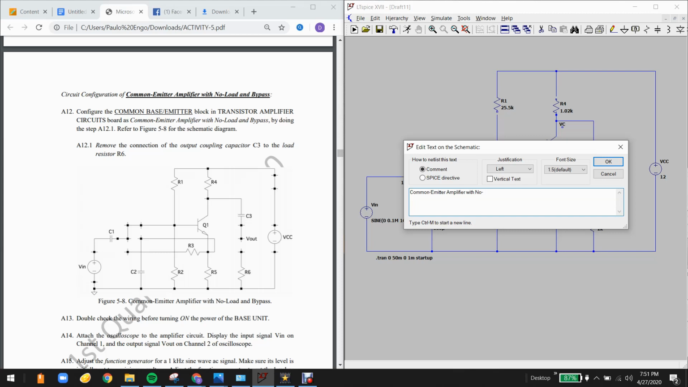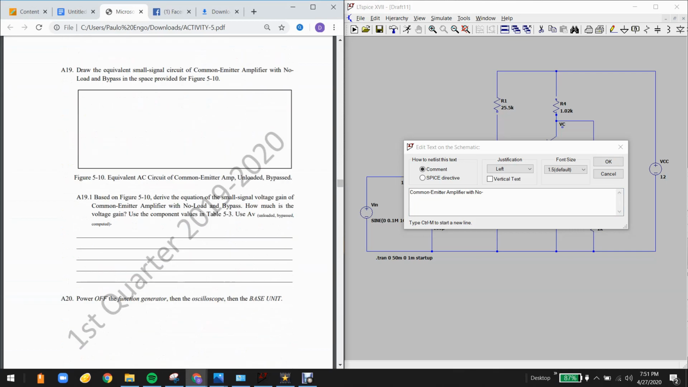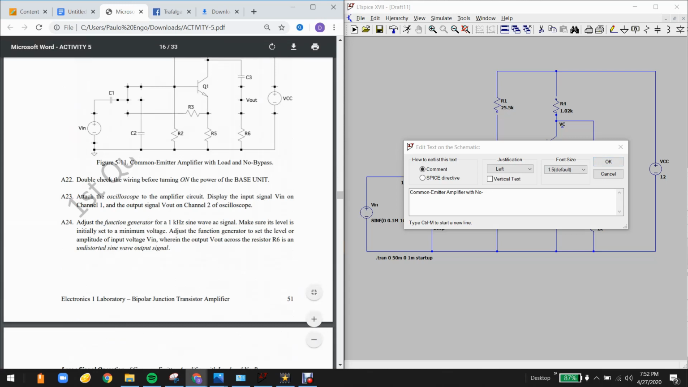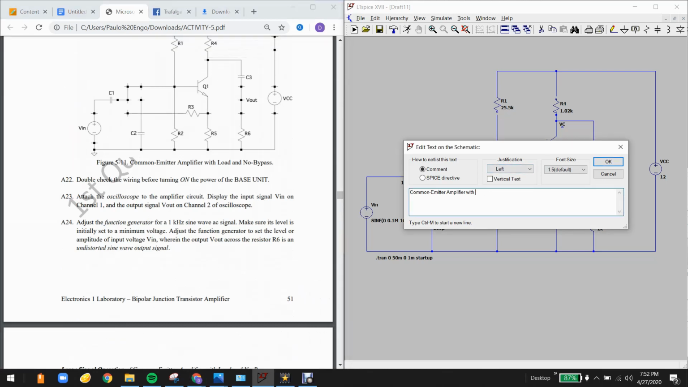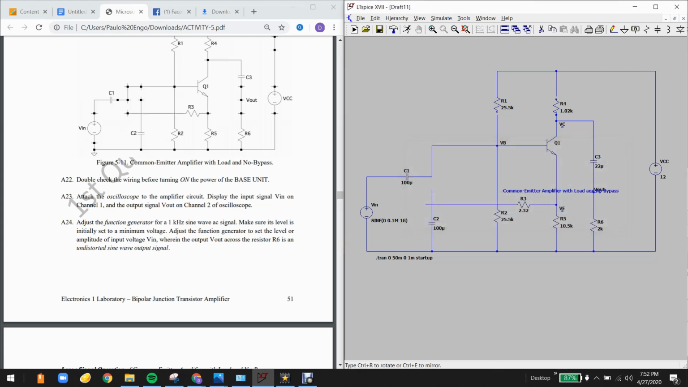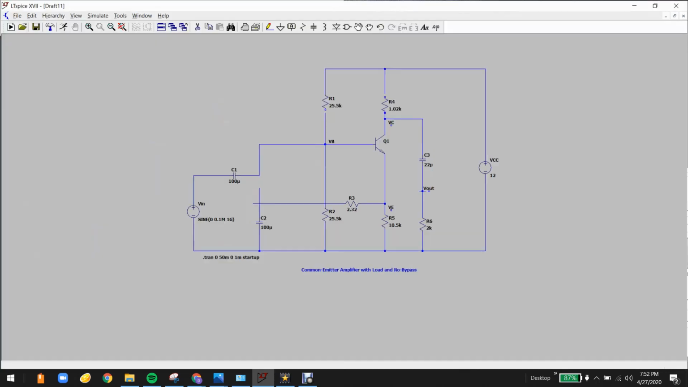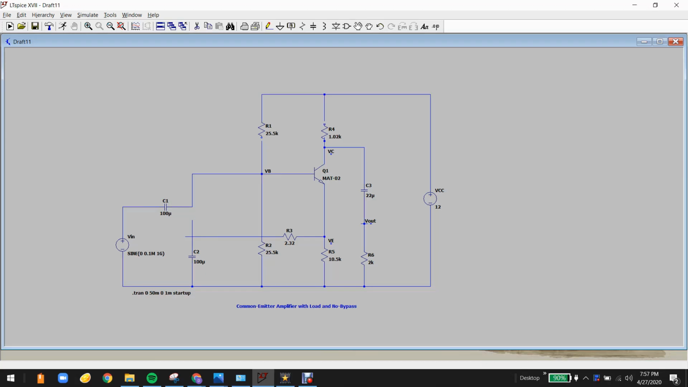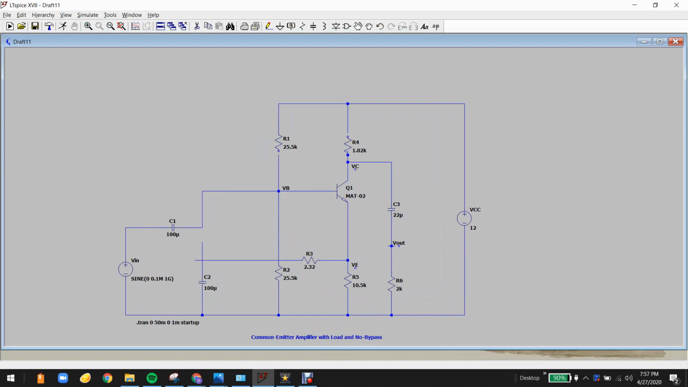Oh wait, no. I'm looking at the other one. The first one is with load. My mistake. This one's with load and no bias. Oh no, bypass. Mistake. And that's it.